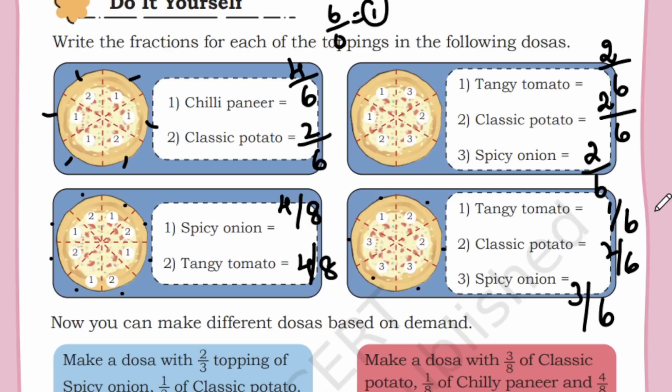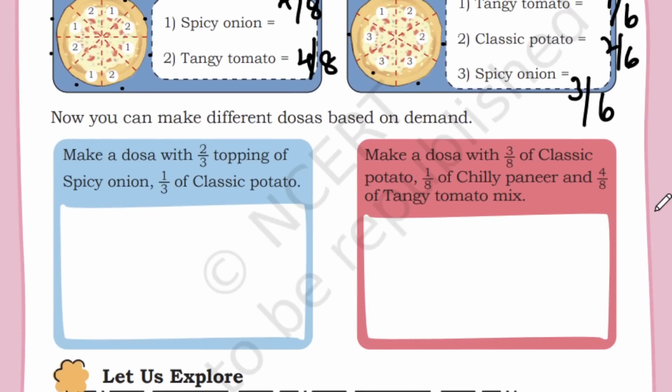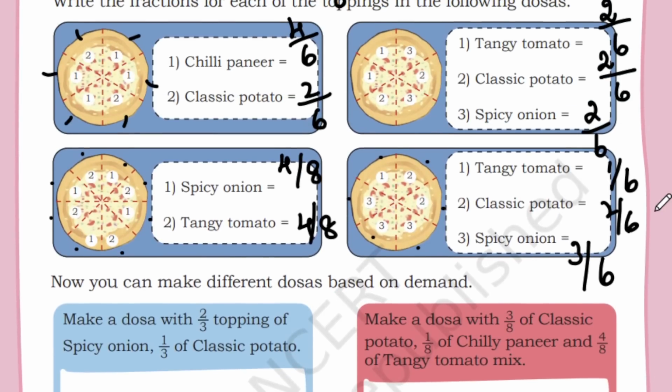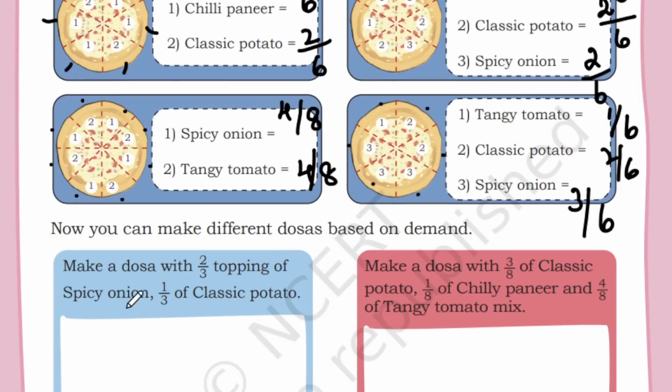Okay, next. Now you can make different dosas based on the demand. So first make a dosa with 2 by 3 toppings of spicy onion, 1 by 3 of classic potato. So if you see the denominator, it is 3. So you have to divide the dosa into 3 equal parts.